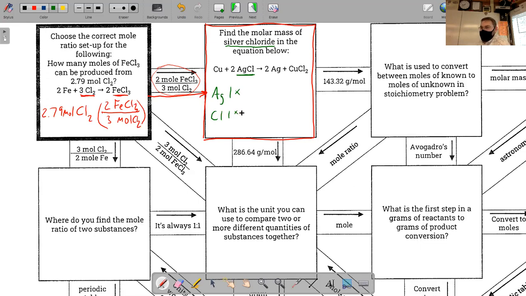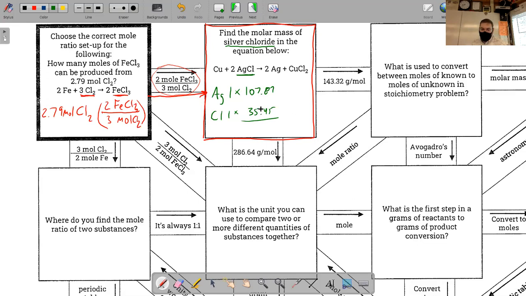So chlorine's like 35 and a half. I don't know, I have to find the periodic table. I thought I had one handy. Let's find one. Courses, Chem 1. There's one. Silver is 107.87, and then chlorine is 35.45.